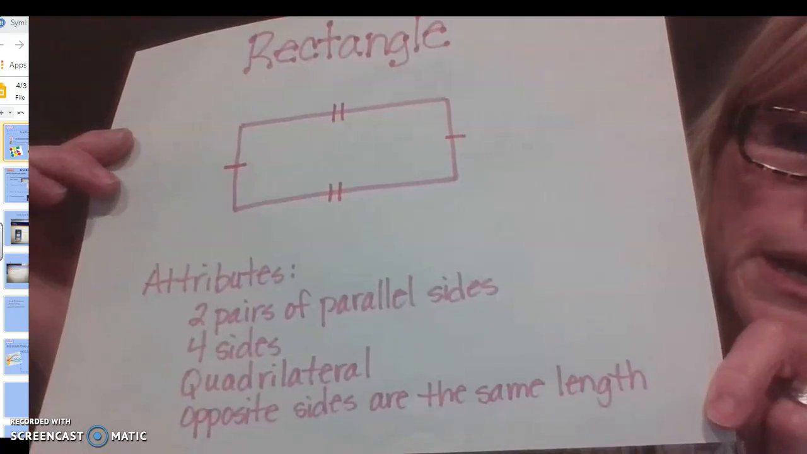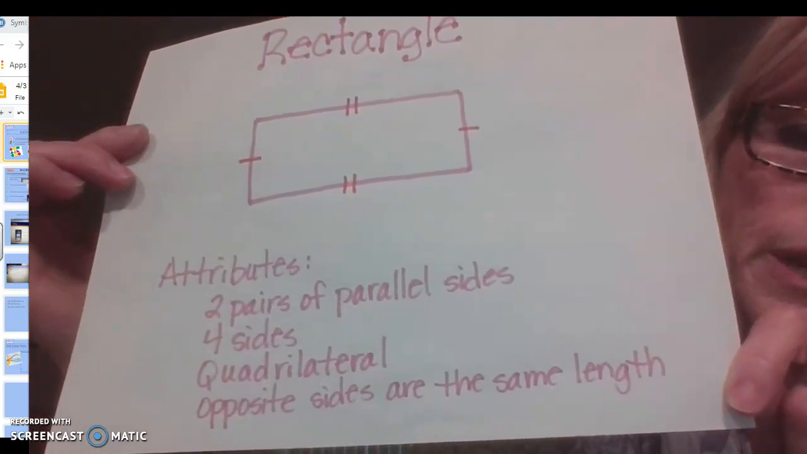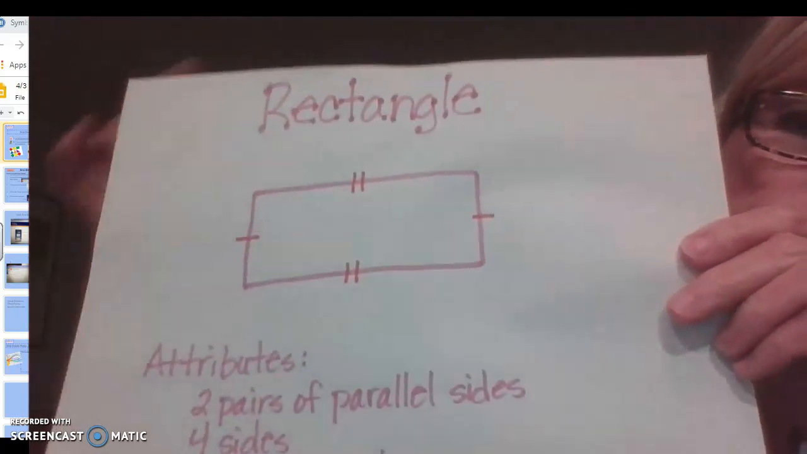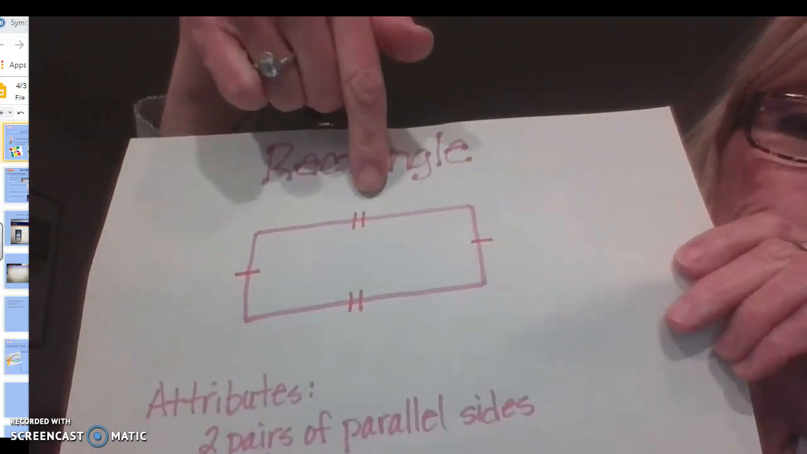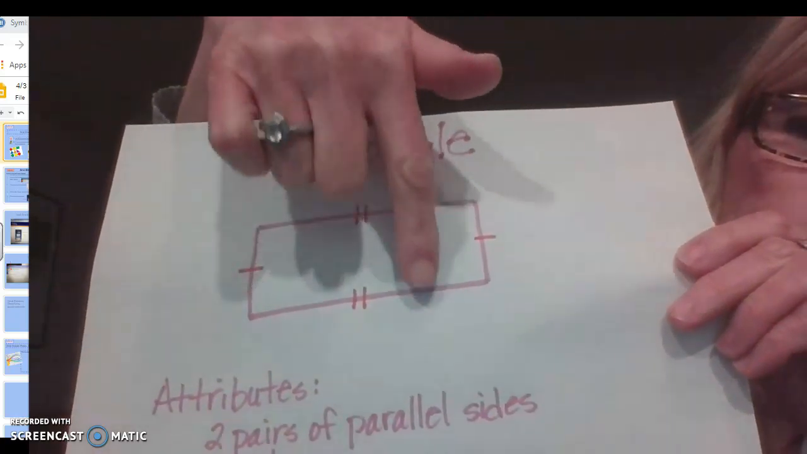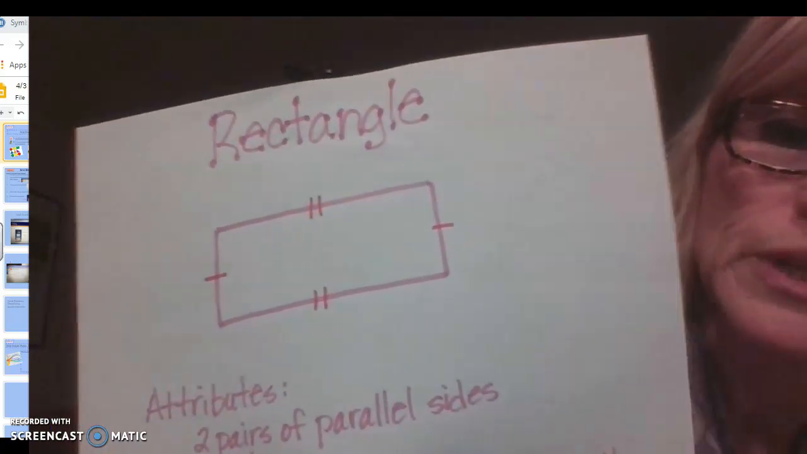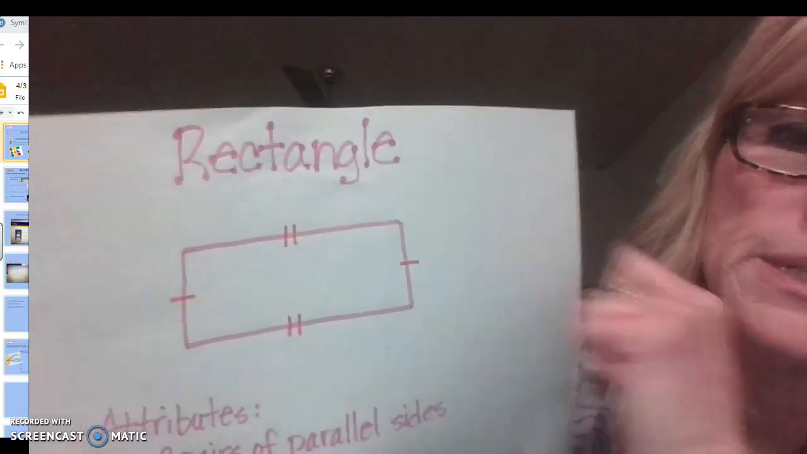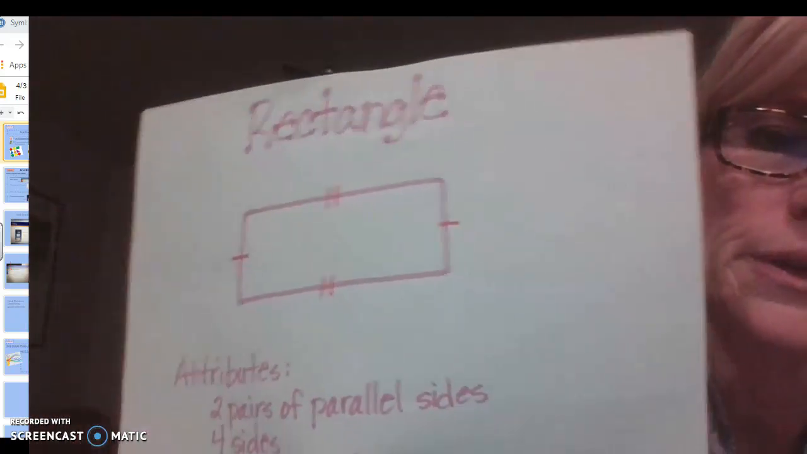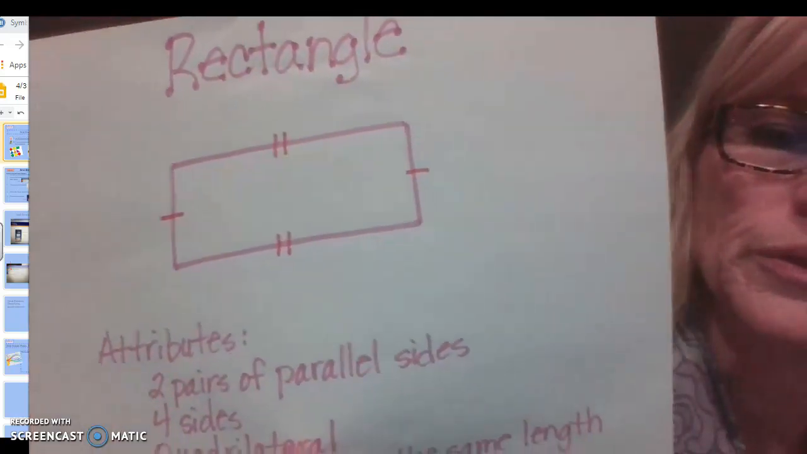Because it has four sides, it's a quadrilateral, and the opposite sides are the same length. These marks here, two here and two here, indicate that they're the same measurement. And this side has the same marking as that side. That tells you they're the same length. So those are the attributes of a rectangle.